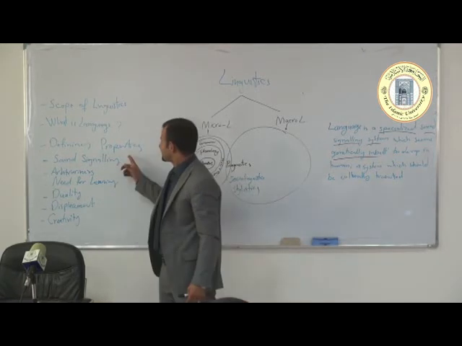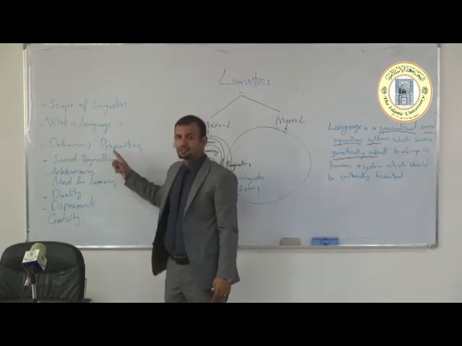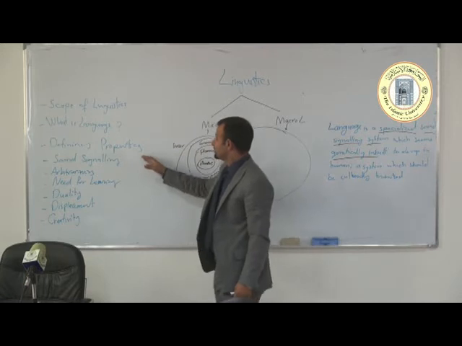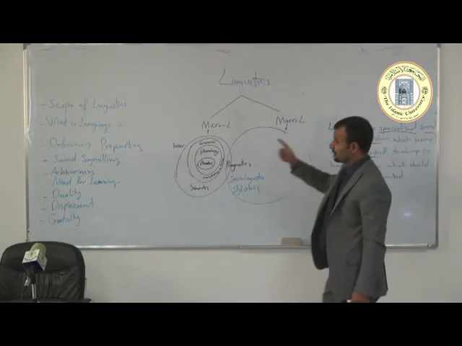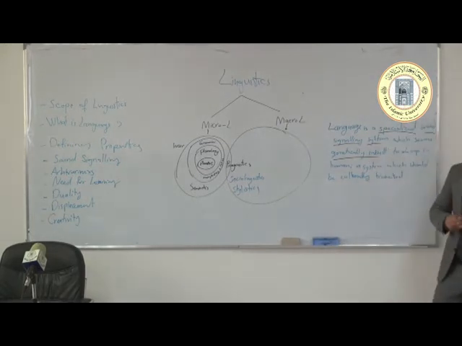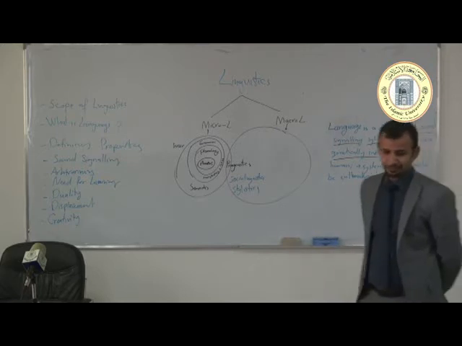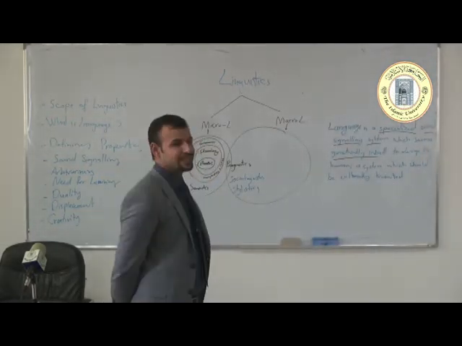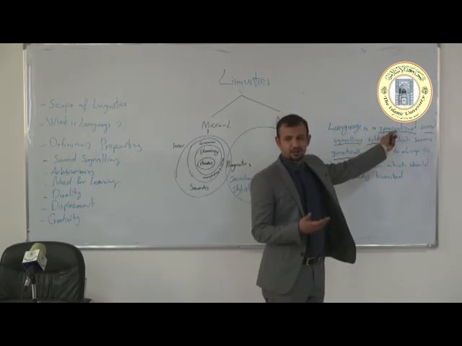Well, we have come up with this definition through defining properties. Through these properties: sound signaling system, arbitrariness, need for learning, duality, displacement, creativity, and there remain two other properties. We'll handle them next time, inshallah. Well, let's start with sound signaling. First, we said specialized because language is special for humans only.